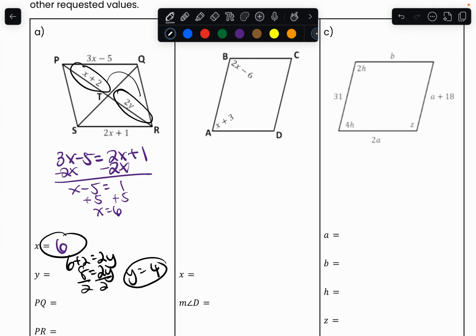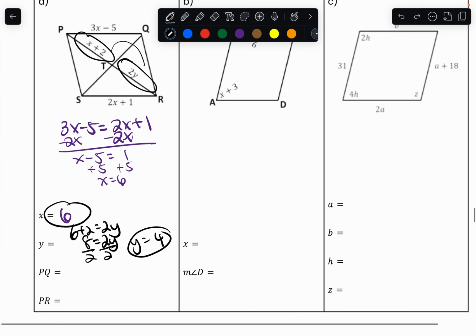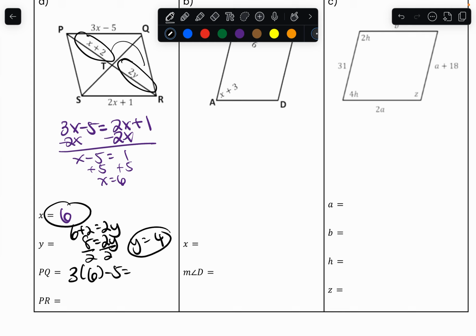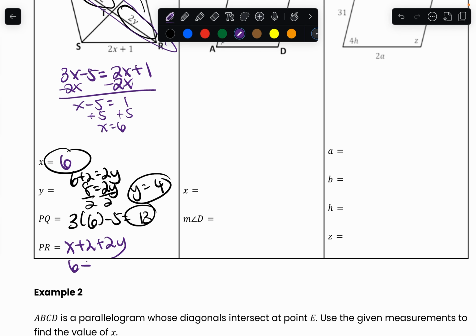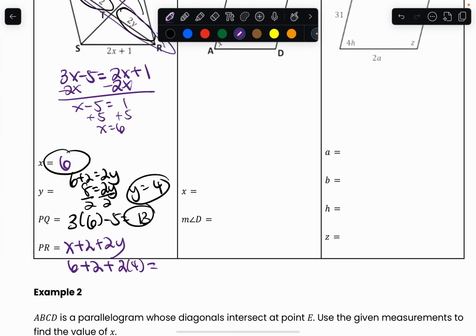PQ is right here. We were told that PQ was 3x minus 5. Do we know what x is? Well, we do, so we just plug in. We do 3 times my x, which is 6, minus 5. This will give me 13 as my value for PQ. Last one, let's look at my measurement of PR. We know PR is going to be all the way from here to here. This means my measurement PR will be x plus 2 plus 2y. Since we already know the x and y values, we just plug them in. So we have 6 plus 2 times y, which is 4, plus 2 times 4. Using a calculator or solving it yourself, that will give you your answer here as 16.